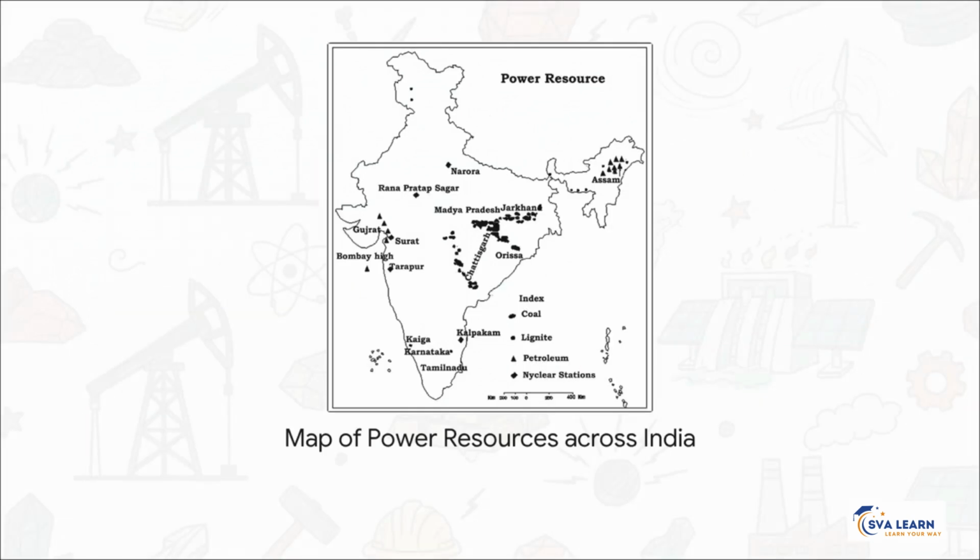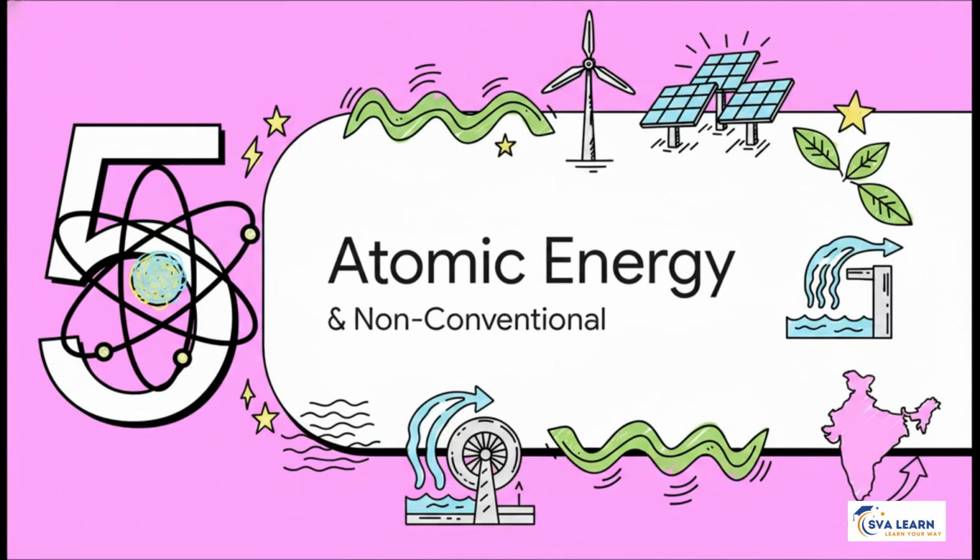To map this out in your mind, if you scan the Damodar River Valley on the eastern side of India, that's your main hub for coal deposits in states like Jharkhand and Chhattisgarh. And then over on the west, off the coast of Maharashtra, that's where you'll find Bombay High for our largest petroleum production. Moving on to Section 5, Atomic and Non-Conventional Energy.